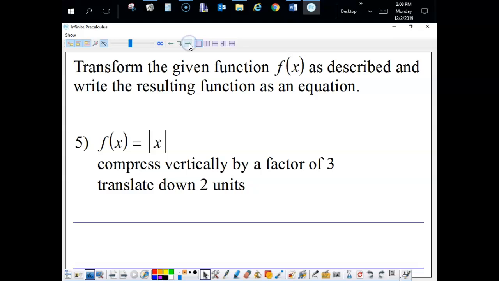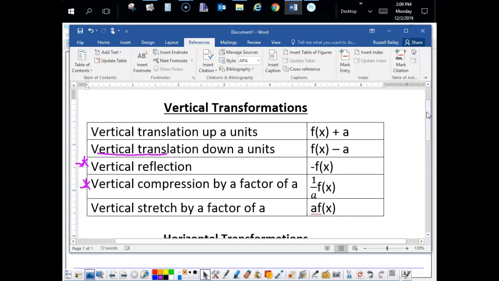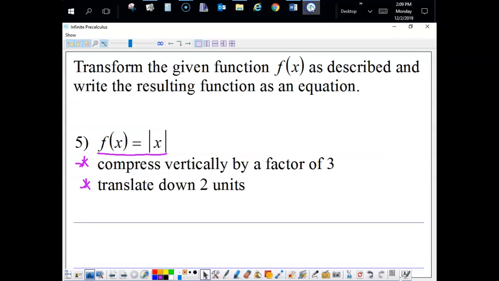Okay, number 5. So what they do is they give you a function. It's our job to write a new function that has these transformations in it. Okay? So it says we're going to compress it vertically by a factor of 3. So look at your notes that we just wrote down. And it says vertical, right? So we're looking for vertical compressions by a factor of 3. So a vertical compression by a factor of a would be 1 over a. So for our problem that we're doing, what's it going to be? 1 over 3. And it goes outside the bars.